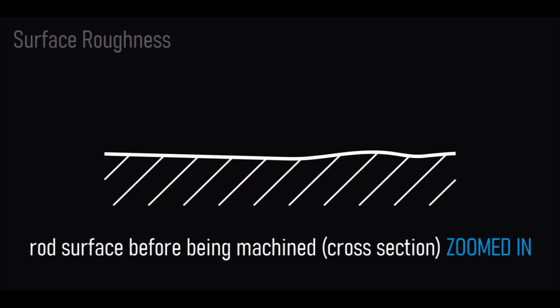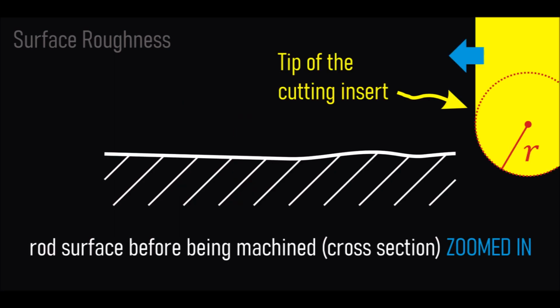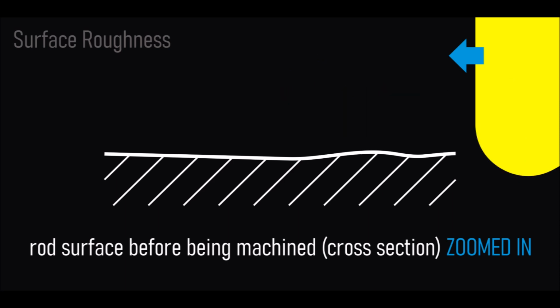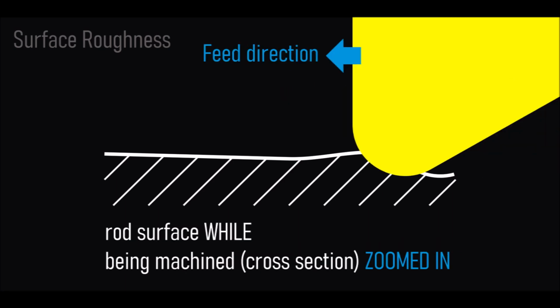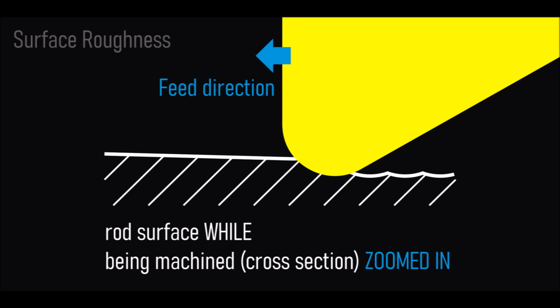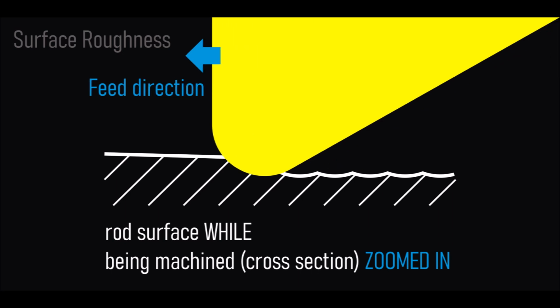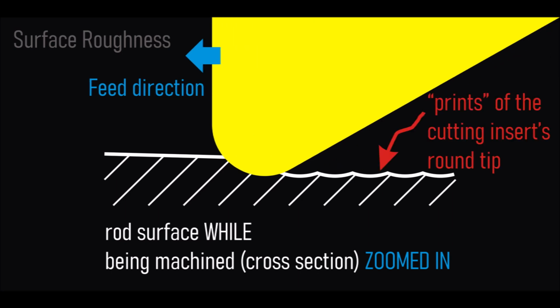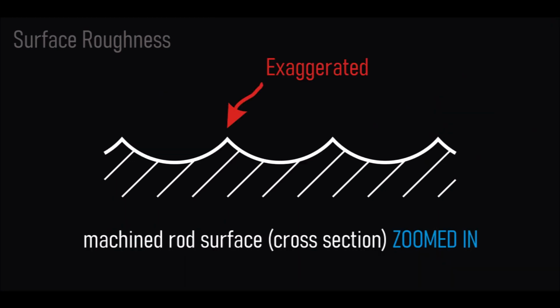During the machining process, the cutting insert, with its specific cutting radius, R, is moving forward in the feed direction. After each revolution of the metal rod, the cutting insert will remove part of the metal rod surface. The metal rod machined surface will show the footprints of the cutting insert's round tip. Here is how the machined surface looks like. Actually, those peaks are exaggerated here, since the feed rate is usually much smaller, hence the resulting surface is much smoother than that. Anyway, the footprints of the cutting insert always determine a rough surface.